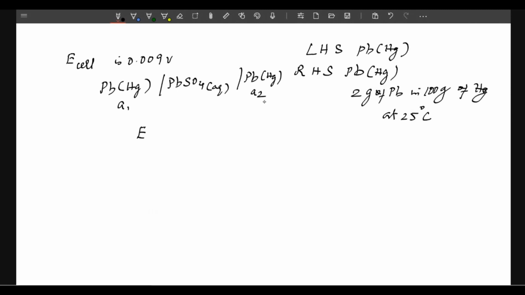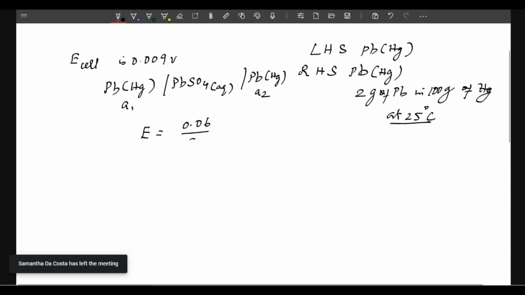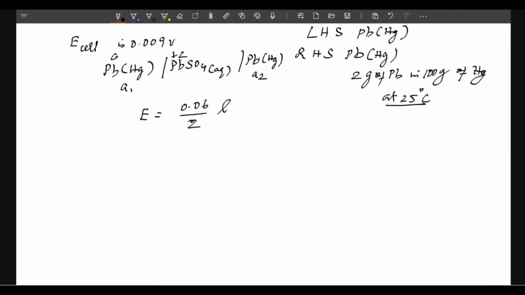For the electrode concentration cell, E is equal to 0.06, the temperature being given as 25, divided by n. The number of electrons involved is 2, because in lead sulfate the oxidation state is plus 2 and the lead is given by 2 electrons. Therefore, 2 electrons are involved, into log A1 by A2.